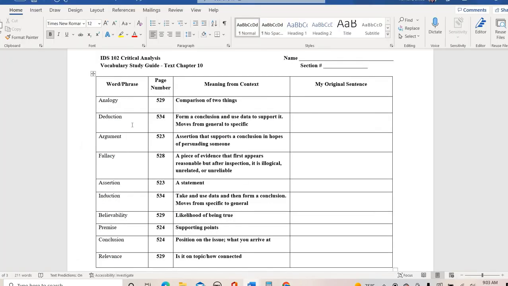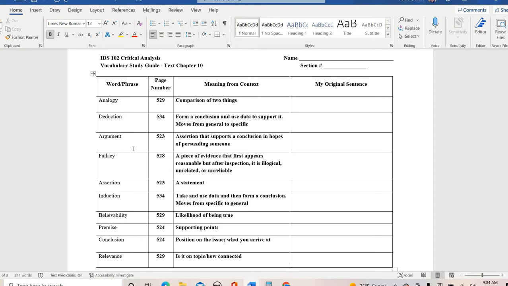Deduction is when you form a conclusion and use data to support it. It's almost like if you're thinking of a main idea, it has the main idea stated first. It's the most general idea, and then it moves to specific details. So you start with your overall conclusion, and then you give the specific details to support it.